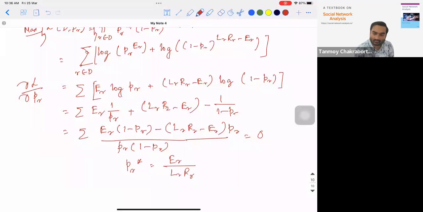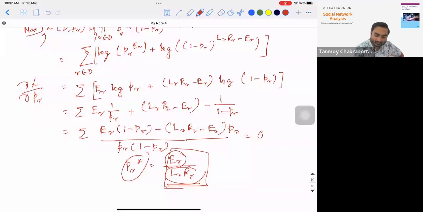Okay, let's try to understand what this is. PR is the probability associated with the internal node R. It is very intuitive, right? You can also intuitively explain this. Out of this many pairs, this many edges exist.